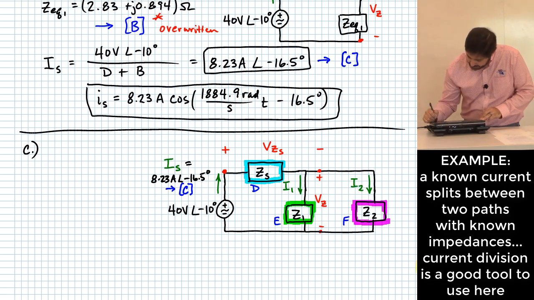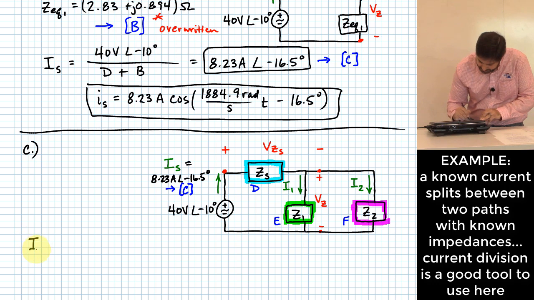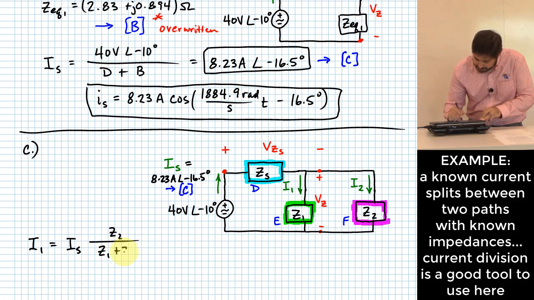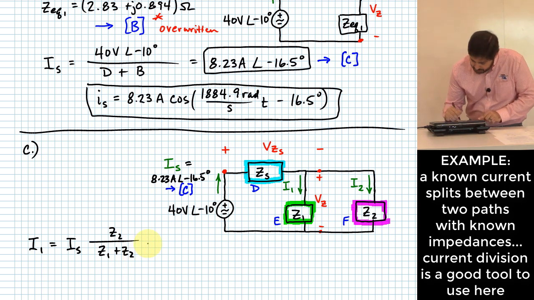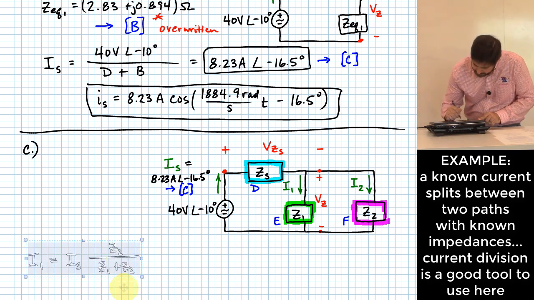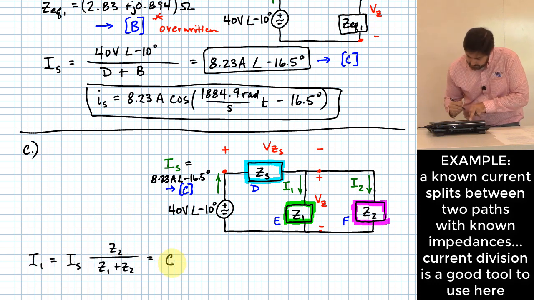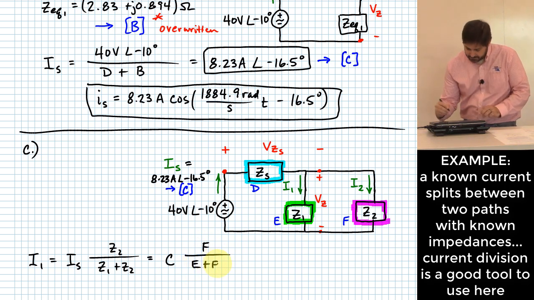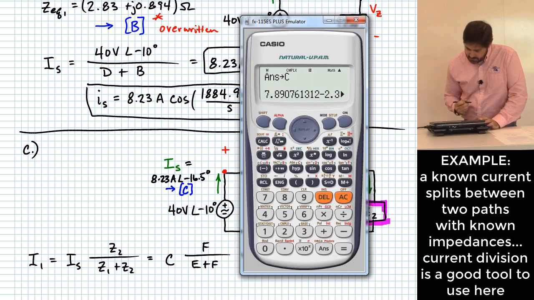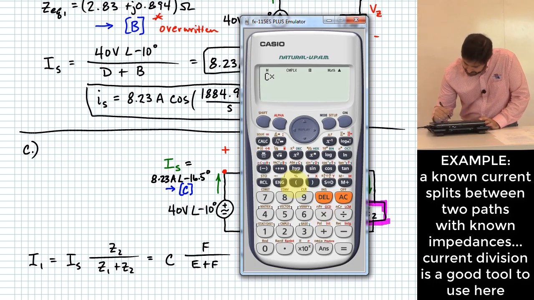So what that looks like here is that I1, let's say, is going to be equal to IS multiplied by Z2 over Z1 plus Z2. That's what we're essentially trying to do. In terms of doing it with our calculator, what would maybe be another way to state this? C times F over E plus F, right? So let's do that. C times F divided by E plus F.